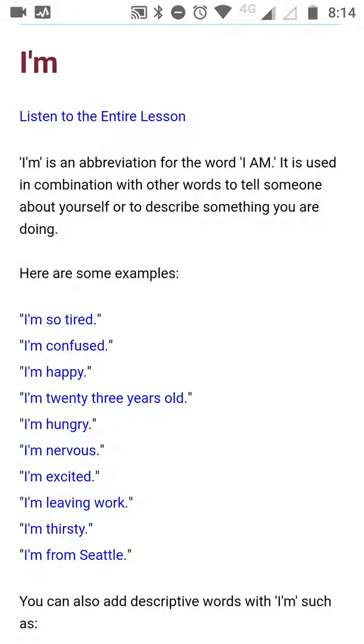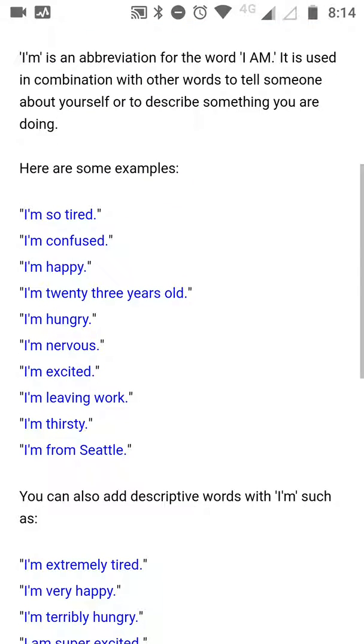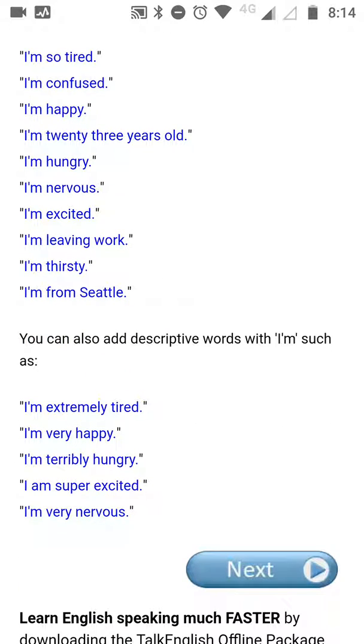doing. Like, I am so tired, I am confused, I am happy, I'm 23 years old. I am hungry. I'm nervous. I am excited. I'm thirsty. I am from Seattle or I am from India. I'm extremely tired. You can also add descriptive words such as I'm very happy.